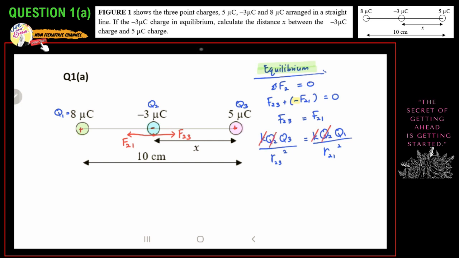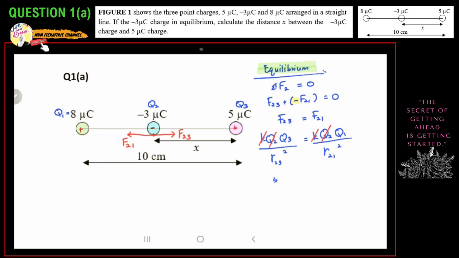Q2. Jadi kalau dalam exam tiba-tiba soalan tak bagi nilai Q2, okay, soalannya sama macam ni. Okay, on the second charge, it is equilibrium, tapi Q2 is not given. Okay, jangan risau, substitute dulu. Okay, later you can cancel Q2. Alright, so we can write Q3. So now we can substitute all the values.